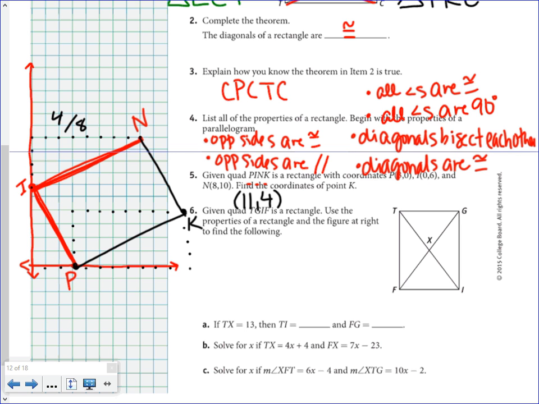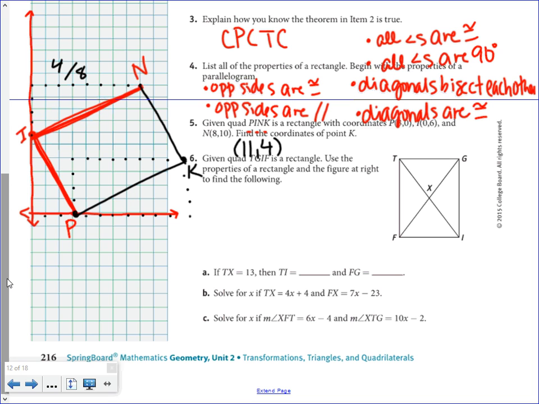So now let's look at number 6. They give us a quadrilateral that's a rectangle, and we want to use the properties of a rectangle to answer the following questions. So if it is a rectangle, we know that the diagonals are both congruent and they bisect each other. So what that means is that each of these 4 parts would have to be congruent. So TX and FX and GX and IX are all congruent because those are the 4 parts of your diagonals.